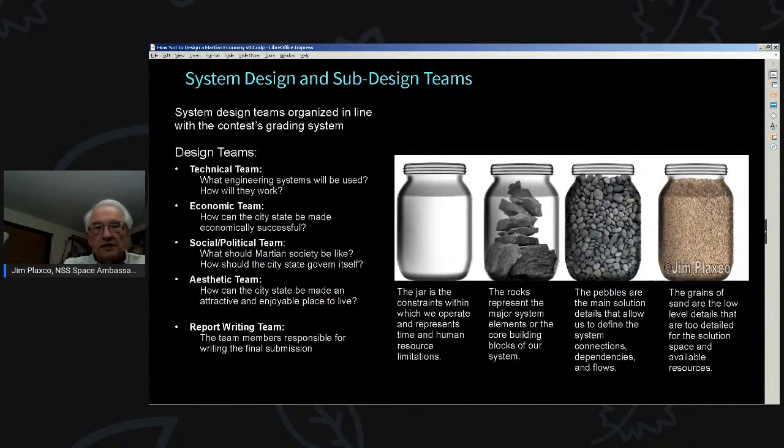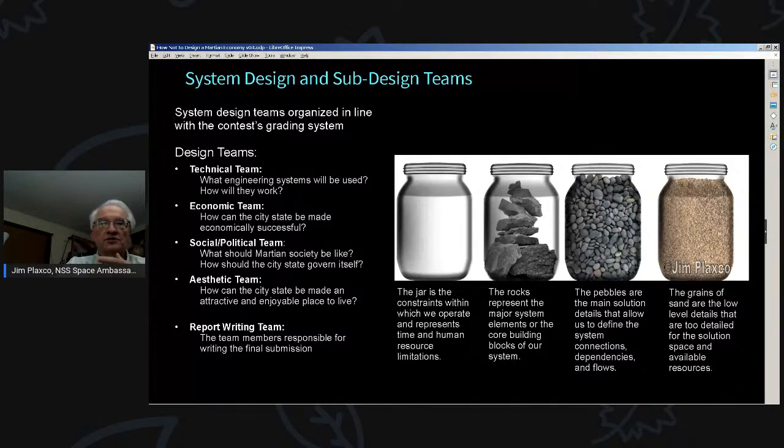Now, realizing that this was a complex undertaking, we broke the design problem down along the lines of the contest's grading system, creating sub-teams that would each focus on one of the 4 areas, with a 5th team dedicated to writing the report. Another strategy we employed was to break the design problem down into different levels of detail. And I like this jar, rock, pebble, sand analogy.